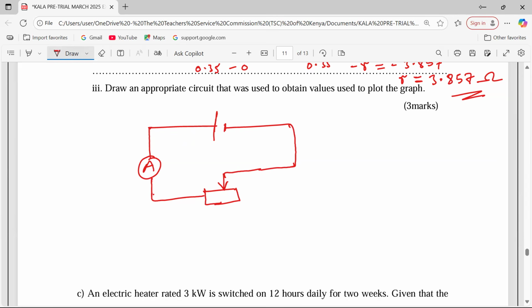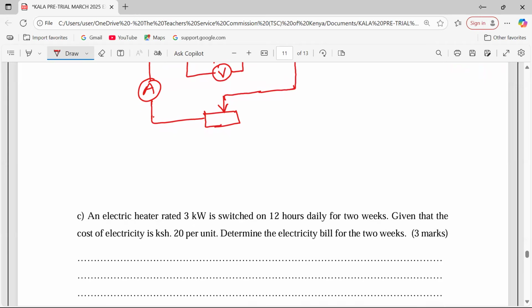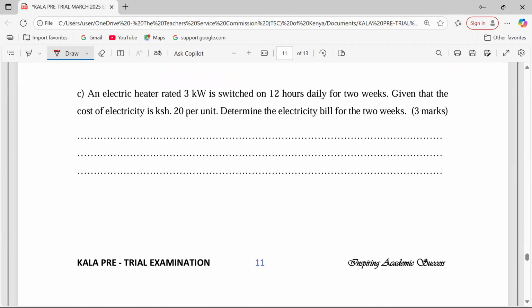Then there is something called a voltmeter. A voltmeter should be connected across the components and not in series. And we all know the reasons. You can use the comment section to tell us, why do you think the voltmeter is connected across and not in series with the other components? Why do you think so?